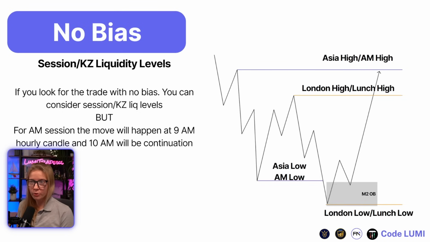Preferably I would like to use kill zone liquidity levels. You can use session liquidity levels, but I prefer kill zones. So for Asia, between 8 p.m. and 12 a.m. New York time, London kill zone between 2 a.m. and 5 a.m. New York time. So if you look for a trade with no bias, you can consider liquidity of a session or kill zone session.